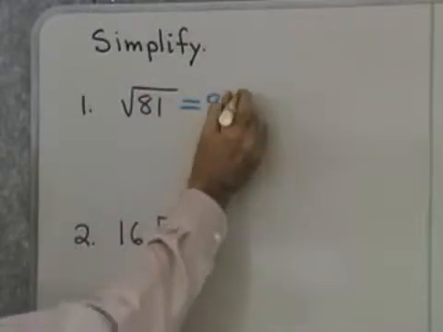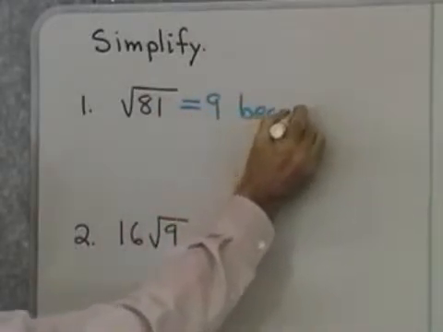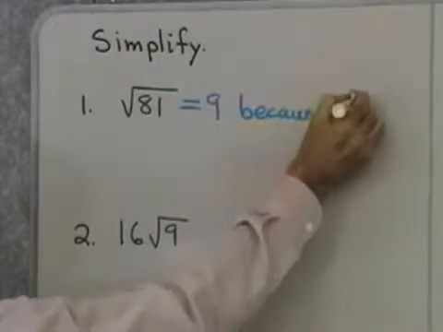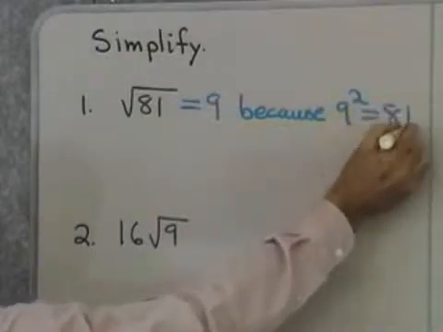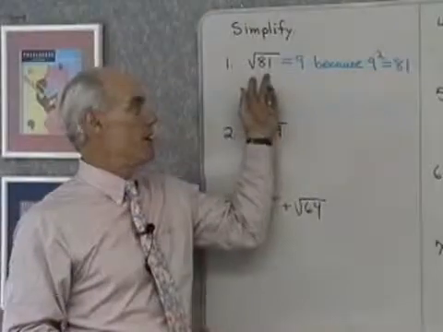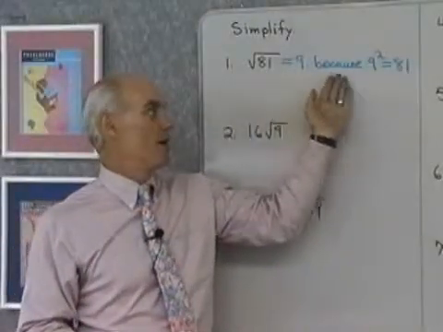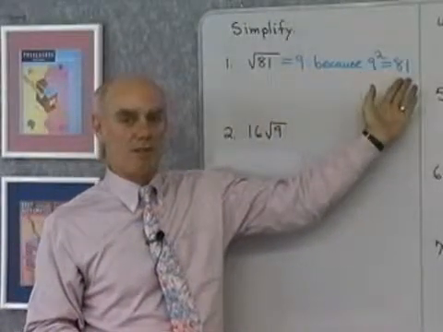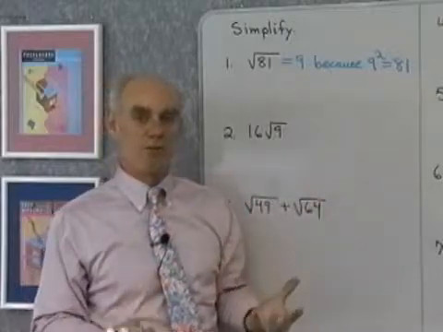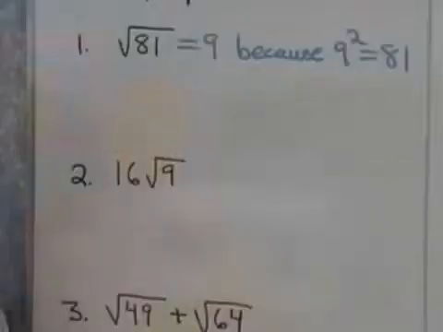That's 9 because 9 squared is 81. So the square root of 81, or the positive square root of 81, is 9 because 9 to the second power gives us 81. So square roots really are the reverse of exponents. Let's look at our next one.